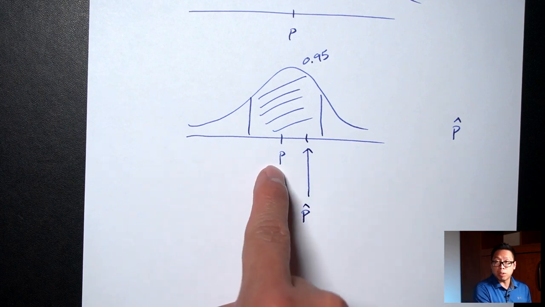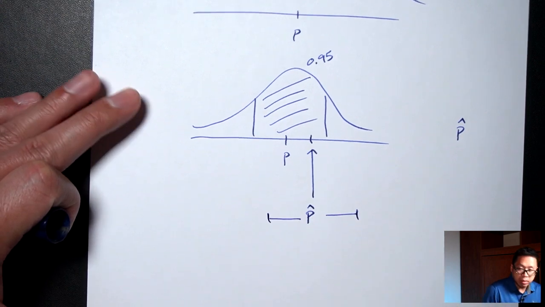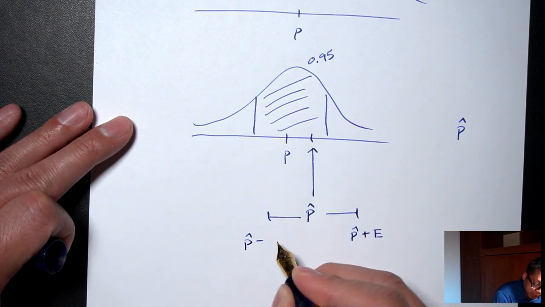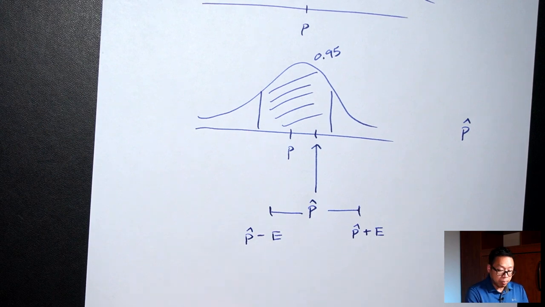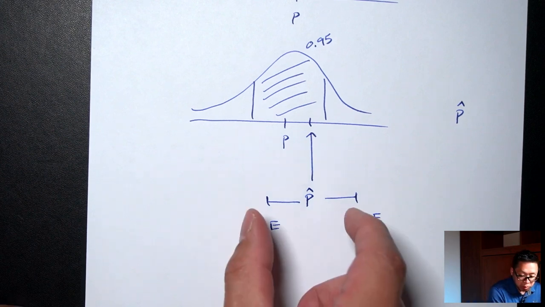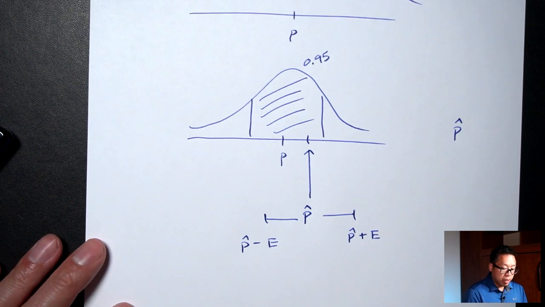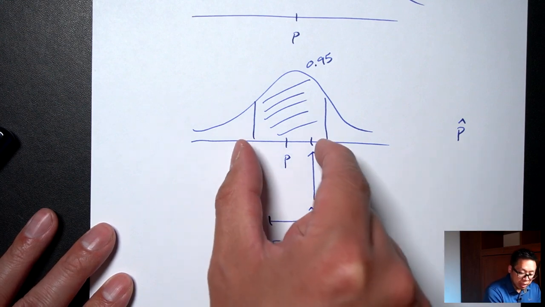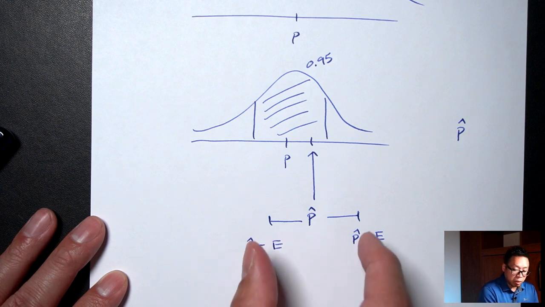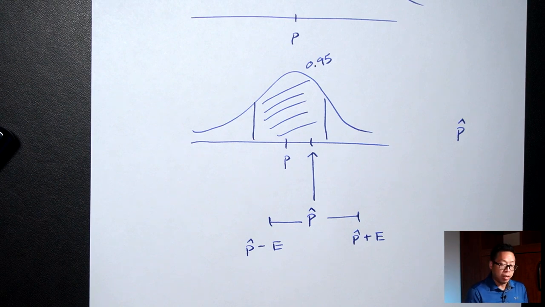So I didn't hit the true proportion exactly like I wanted, but if I go up and down using the margin of error, so p hat plus the margin of error, p hat minus the margin of error. So that's exactly what we did in the very last step to make our final interval, right? We subtracted and added the margin of error. So if we do that, we end up with an interval that does catch the true population proportion. So 95% of the time, if we take a sample, look at p hat, we're going to land inside the shaded area. And if we land inside the shaded area and we go up and down using the margin of error, we get an interval that does catch the true population proportion, 95% of the time. And that's why the process works.